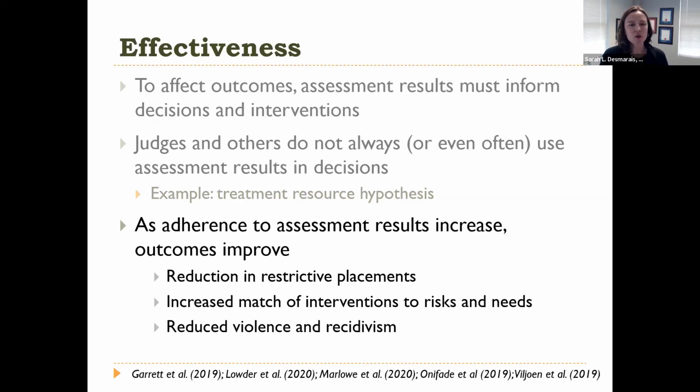Well, what we do see is that when people actually use the risk assessment results, outcomes improve. There have been some really sophisticated, important studies that have looked at the degree to which a decision reflects the information provided in a risk assessment. And when that degree goes up, when that match goes up, we see reductions in restrictive placements, including jail, prison, and hospitals. We see a better match of the interventions to identified risks and needs. And importantly, we also see reduced rates of violence and recidivism. So in other words, when folks are making decisions that are in line with the risk assessment results, we're seeing more people going into the community without increases in violence and crime, which is best case scenario.